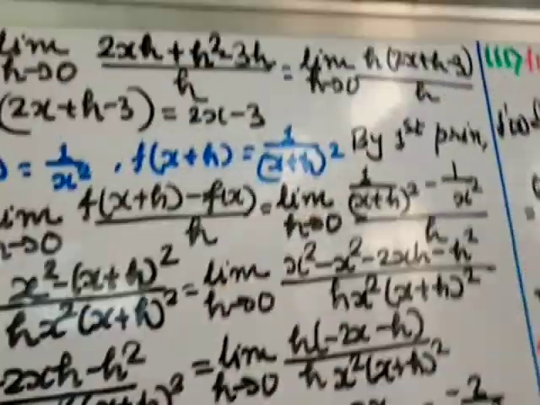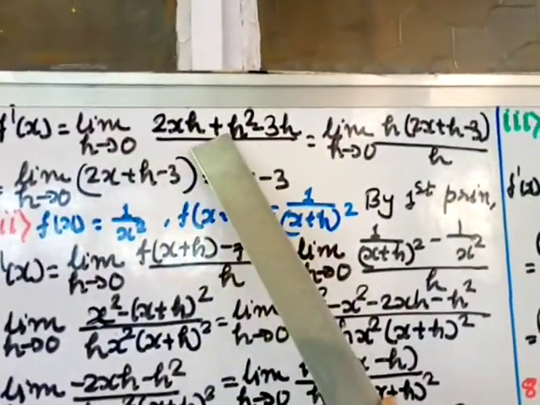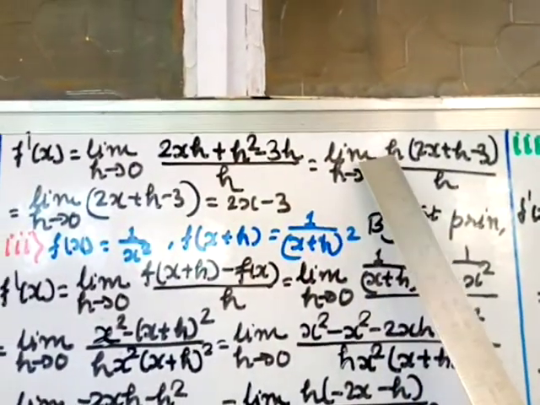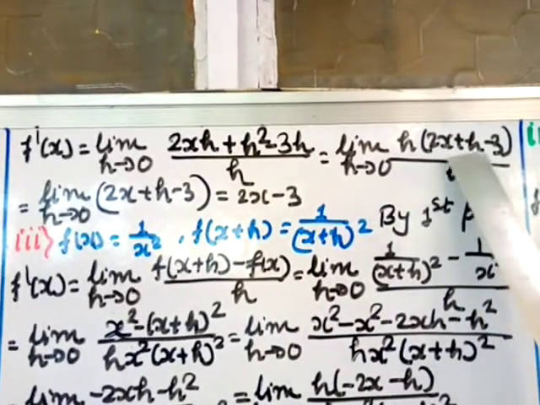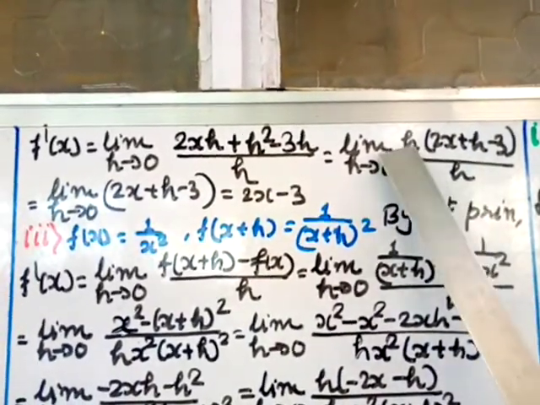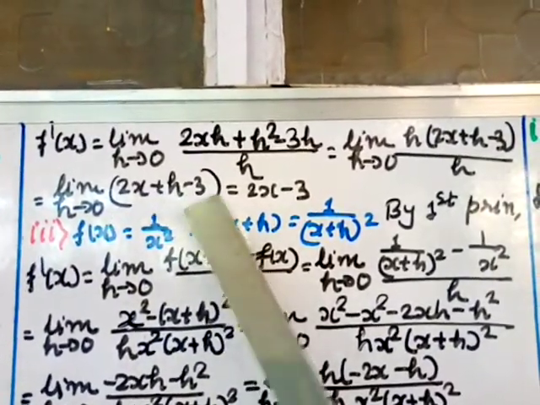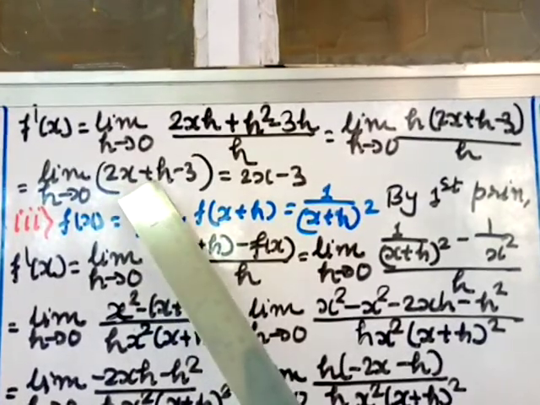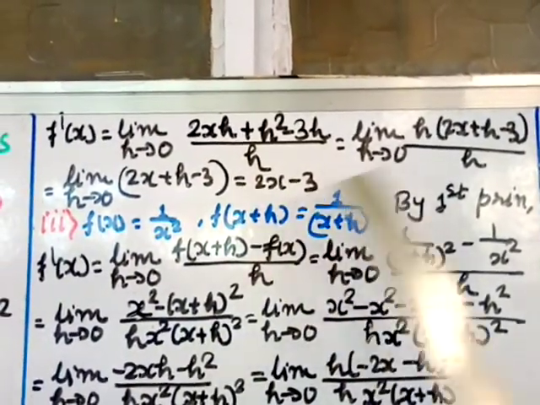I have written here f dash x is equal to limit h tends to 0, 2xh plus h square minus 3h by h. From the numerator take h common. So limit h tends to 0, h, and here remains 2x plus h minus 3, divided by h. This h and this h cut. So limit h tends to 0, 2x plus h minus 3. Apply the limit. So here only one h is there, so this value is 0. So 2x plus 0 minus 3. So this solution will be, or the limit will be, 2x minus 3.